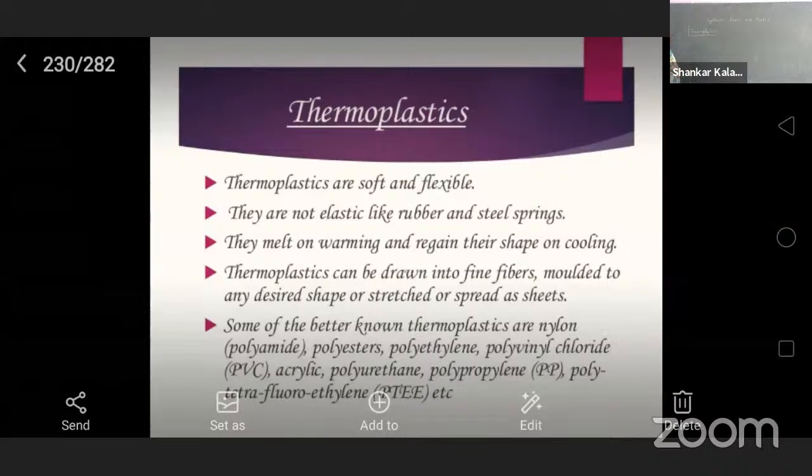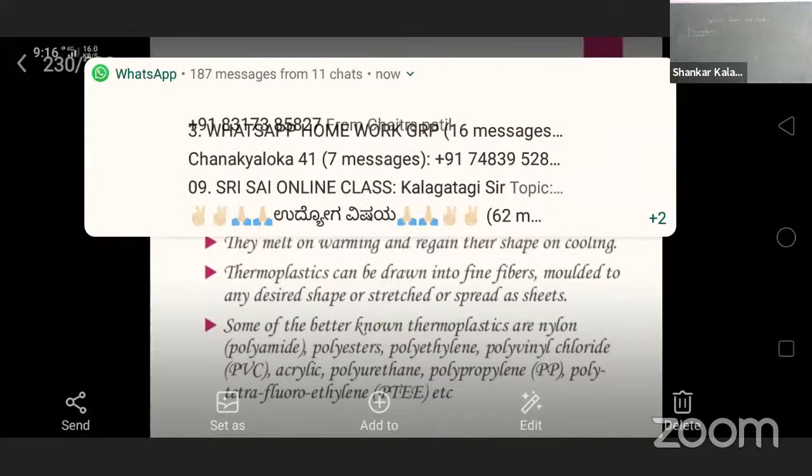So they are not elastic like rubber and steel springs. Thermoplastics are not like elastic rubber, which you use, and steel springs. They are not elastic like rubber or steel springs. And they melt on warming.